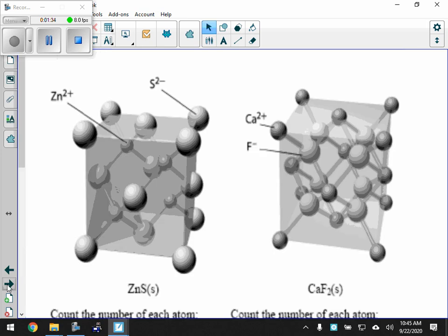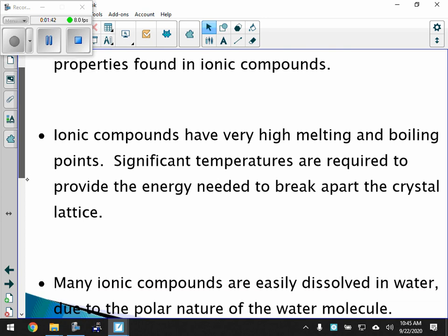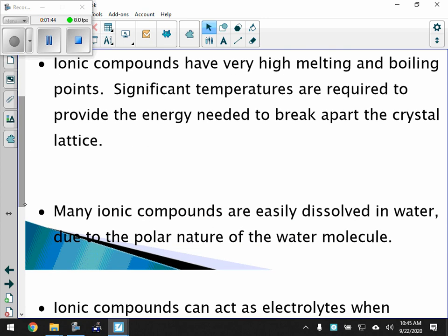There's a few more diagrams there, whatever. We don't need to copy that, but it's true. This strong network of ion attraction influences many properties. So we are going to copy this. Ionic compounds have a very high melting and boiling point. Again, ionic compounds have very high melting points and boiling points. We're going to look at a chart later on that indicates that. We've talked about that before.